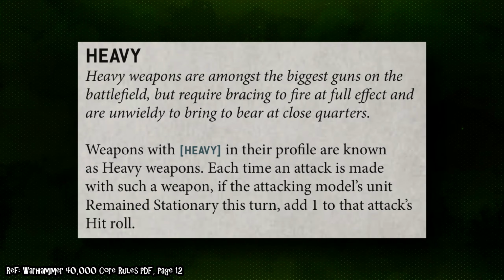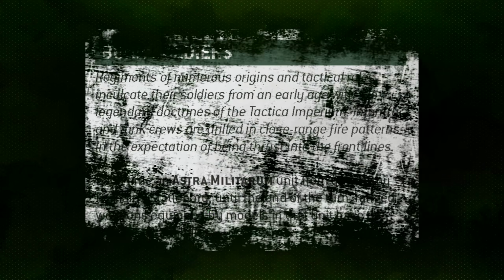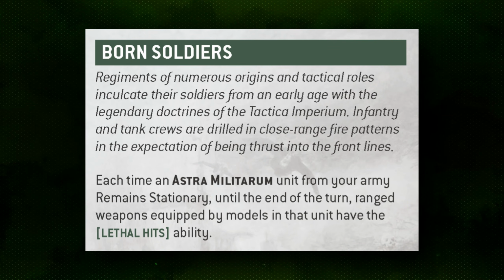For example, heavy weapons give you a benefit when your unit remains stationary, but it should be noted that remaining stationary is a specific choice that you make during the movement phase. It doesn't just describe not moving. You have to declare that your unit remains stationary in order to get the benefits of anything that triggers on remaining stationary. This is especially pertinent for effects that could come into play on your opponent's turn.